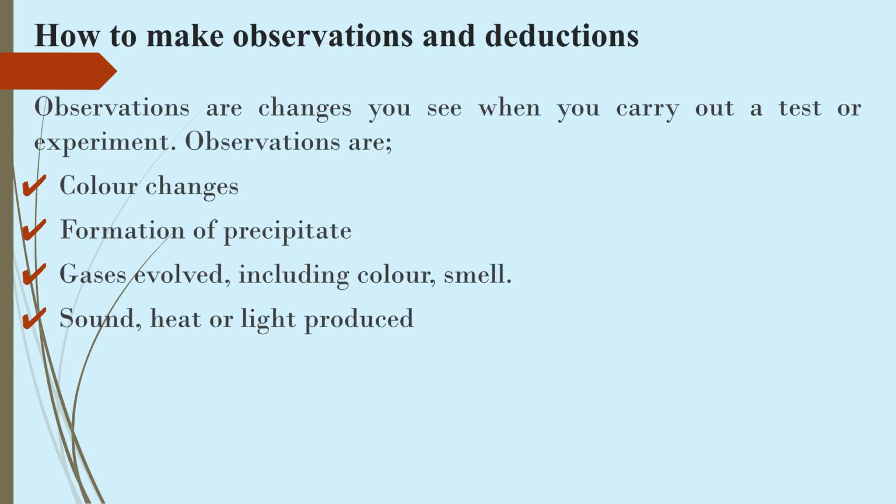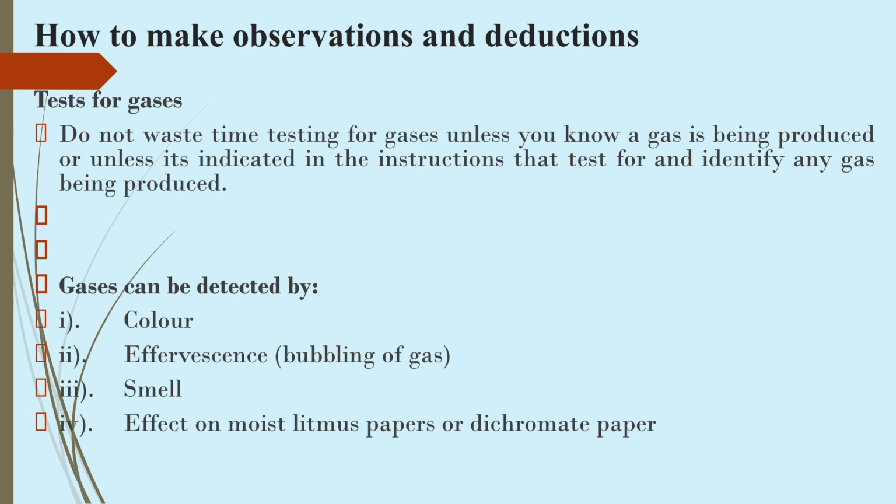Observations are changes seen during an experiment. These include color changes, formation of precipitates, gases evolved, noting color and smell, and the production of sound, heat, or light. Only test for gases if one is known to be produced or if instructed. Gases can be detected by color, effervescence, smell, and their effect on moist litmus or dichromate paper.